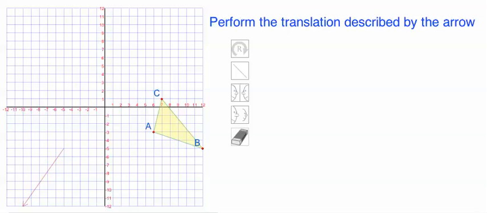Welcome to level 3. We're doing arrow translations. So perform the translation described by the arrow. And now the arrow is pointing this way. Okay, so we're going to move the shape that same distance.